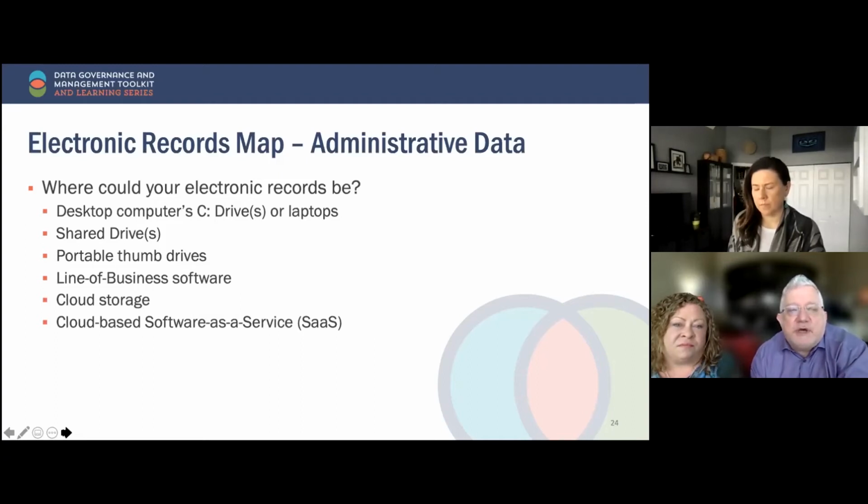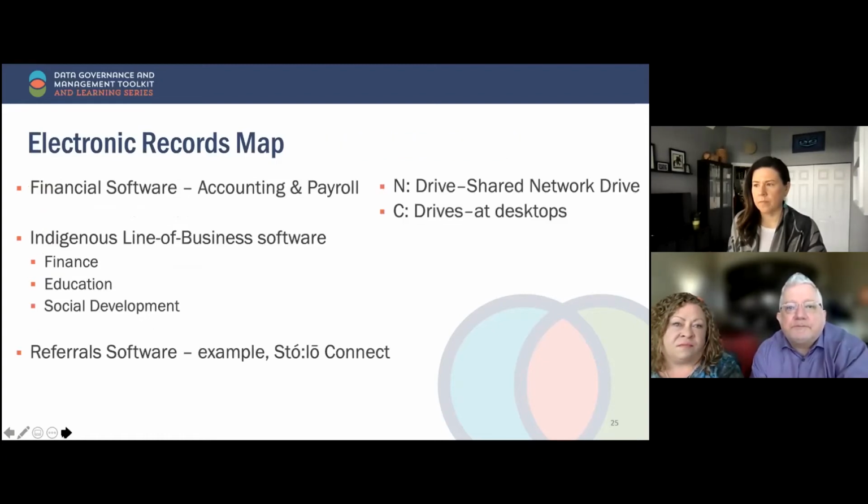Cloud storage and software as a service can be fickle by nature, in that you're giving up the physical custody of your records to a third party. Governments may want to mitigate their risk by ensuring that a copy of those records is also backed up onto the government's on-premise servers.